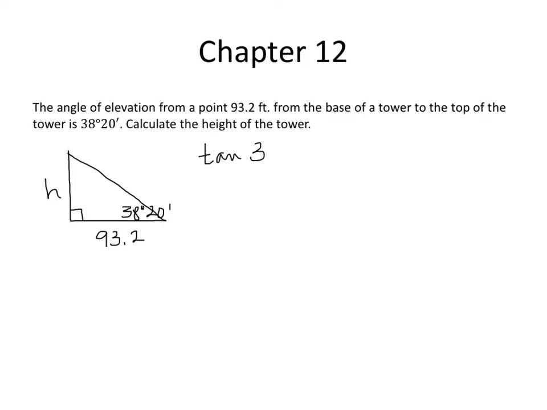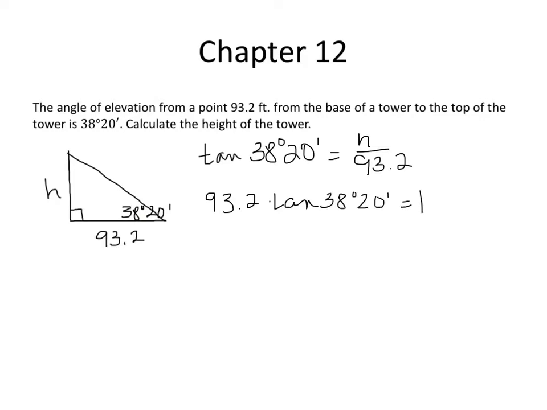The tangent of 38 degrees, 20 minutes is equal to opposite over adjacent. And to solve this, I just put into my calculator 93.2 times the tangent. The thing you need to be aware of is that this is in degrees and minutes, so make sure your calculator is in degrees. When you do that, you find that the height is 73.693 feet. And as a word problem, you would write this out as a sentence.